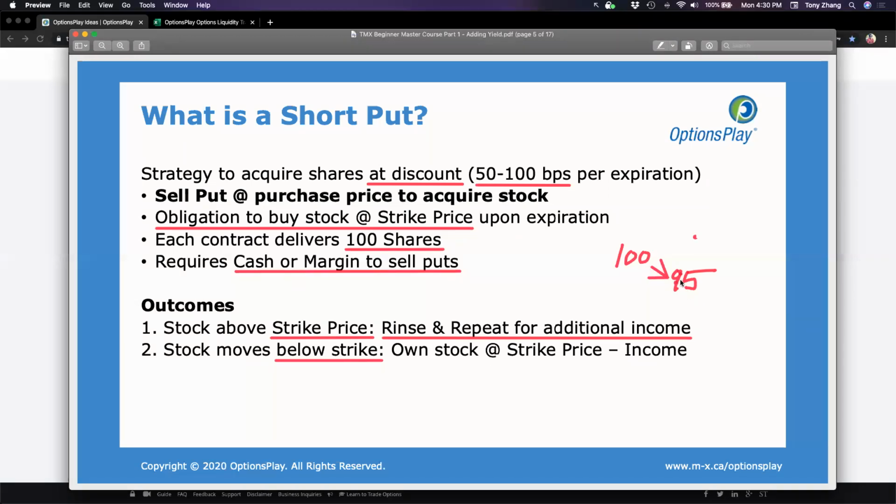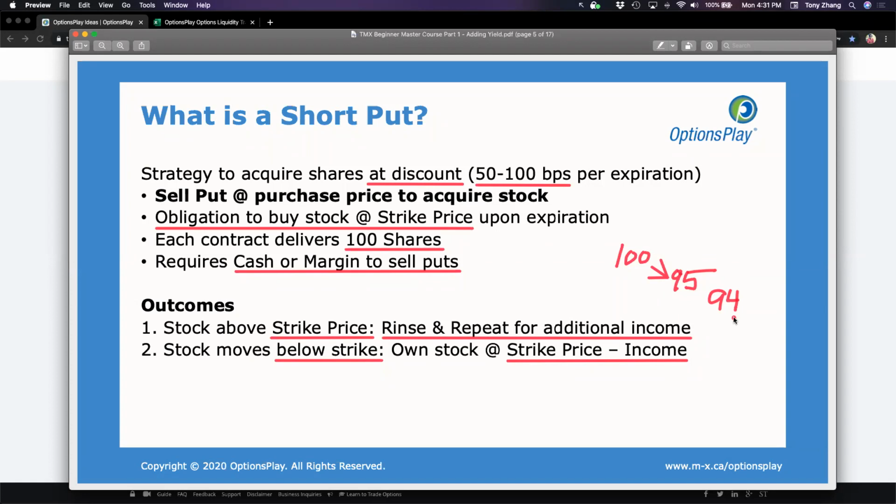If the stock does go below your strike price, now you own the stock. The only difference here is that you own the stock at the strike price, which is $95, minus the income that you receive. So if, let's say, you collected $1 income on selling that put option, now you own the stock at $94 as opposed to $95. As a limit order buyer, you would own the stock at $95. The difference here is with the short put, you have a small discount factor.